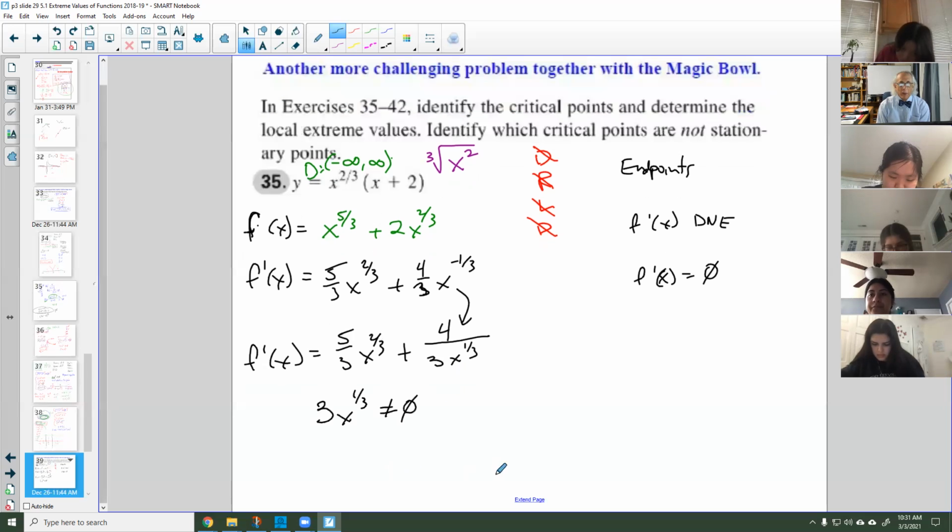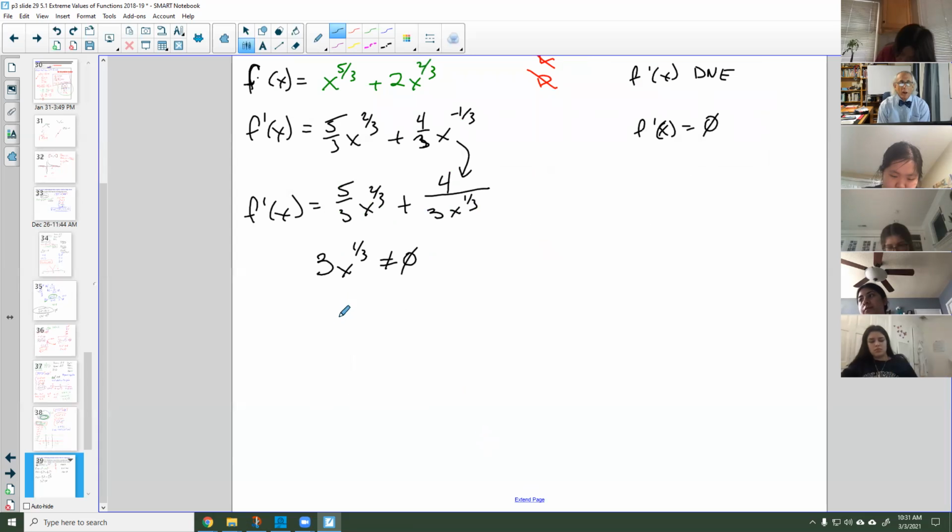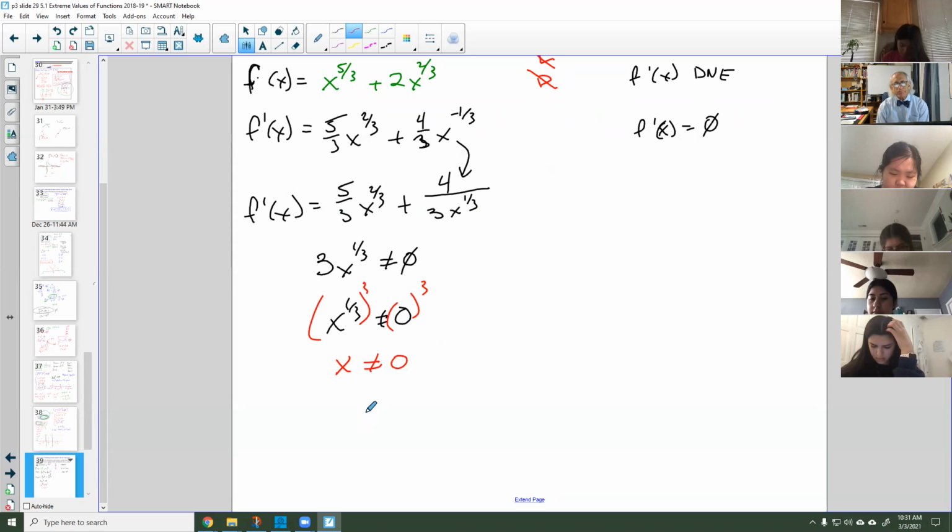If I follow that along, I divide both sides by 3, and I get x to the 1/3 cannot equal 0, because I'm just dividing 3 into 0. Now I'm going to cube both sides, and I get x cannot equal 0. Okay, x cannot equal 0. So 0 is not in the domain of my derivative. Is everybody okay with what I just said there?